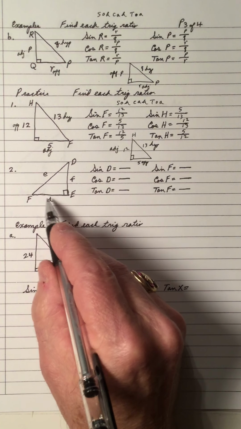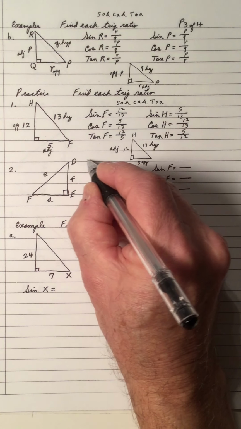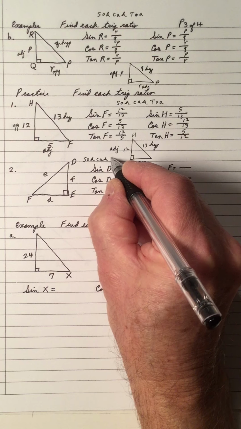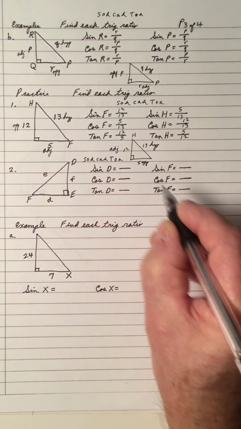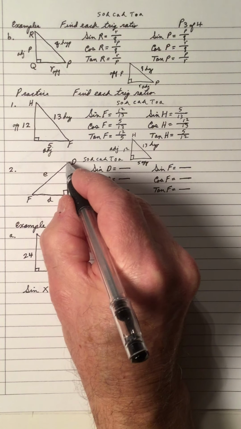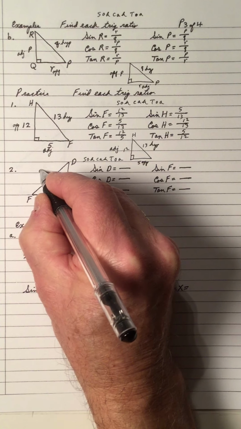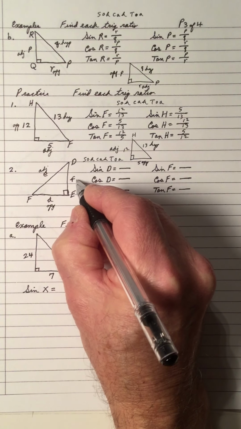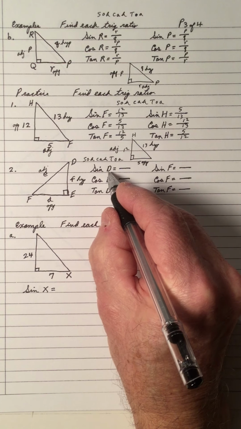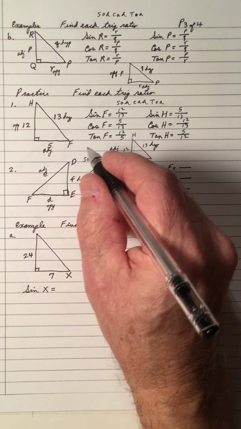And we have another triangle, and again we do SOHCAHTOA. And we're doing D first, angle D. D, this is opposite. That's adjacent. And that's hypotenuse. So in terms of angle D, sine is opposite over hypotenuse.